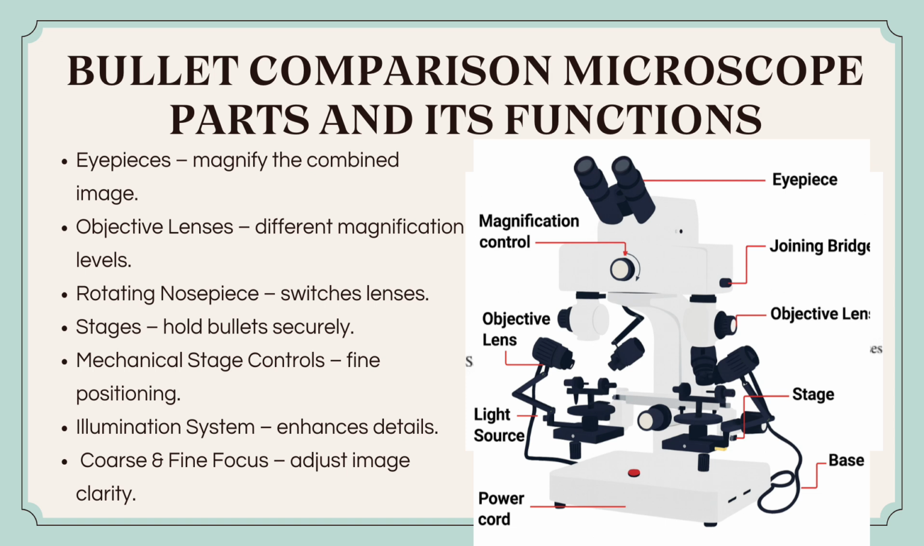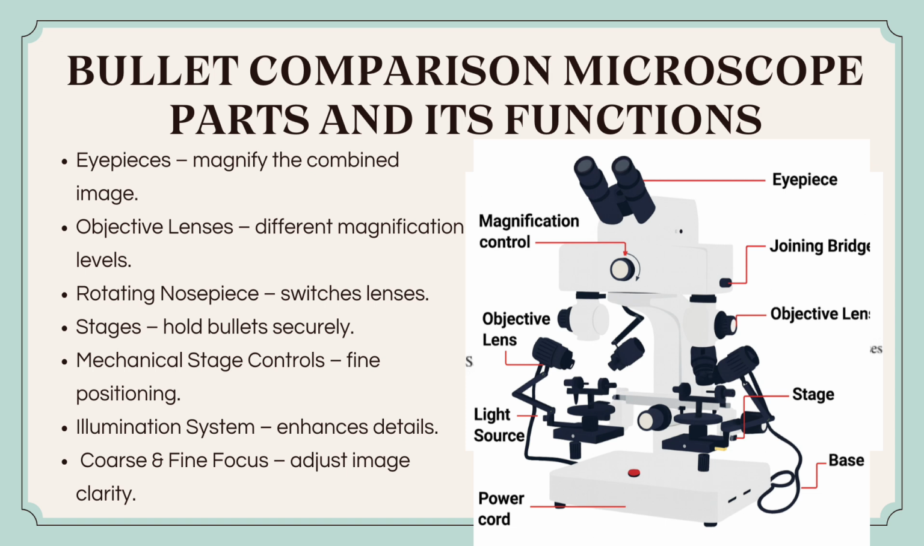Third, comparison bridge or optical bridge. The comparison bridge merges the two separate images coming from each microscope into one split field view, allowing direct side-by-side comparison of markings. Fourth, the magnification control knob. The magnification control knob lets the examiner increase or decrease the level of magnification to see either general patterns or very fine details on the bullets.